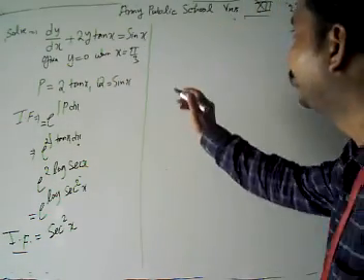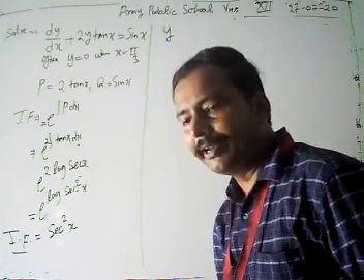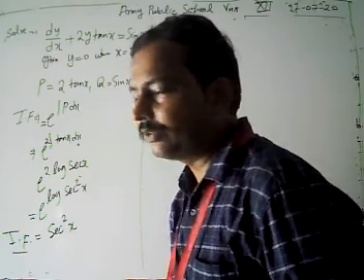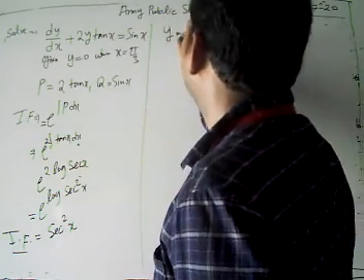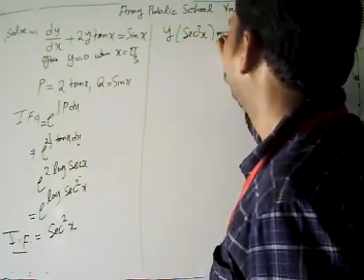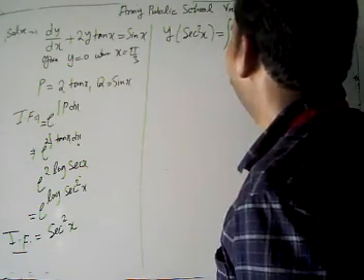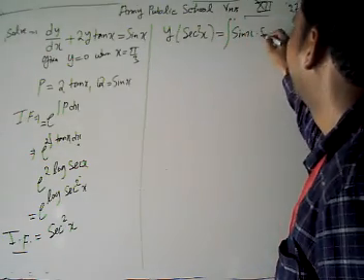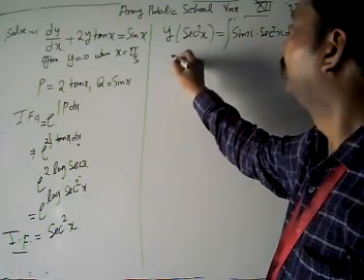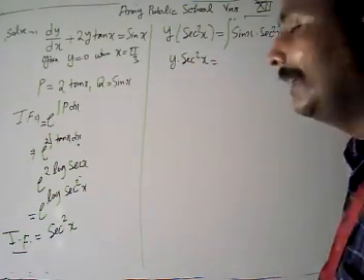What is our solution? Because it's of the form dy/dx plus py equal to q, our solution is given by y into the integrating factor, that is y into sec square x, equal to the integration of q. Our q is sin x into sec square x dx plus c.